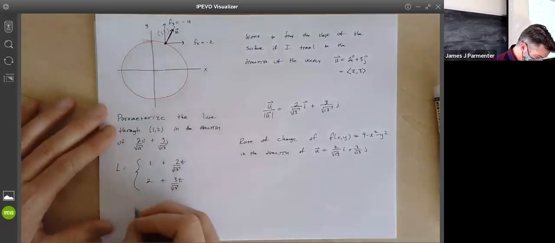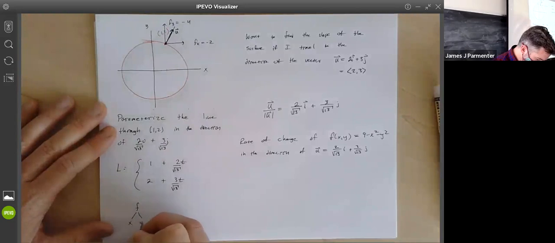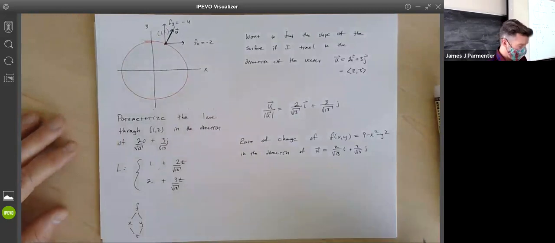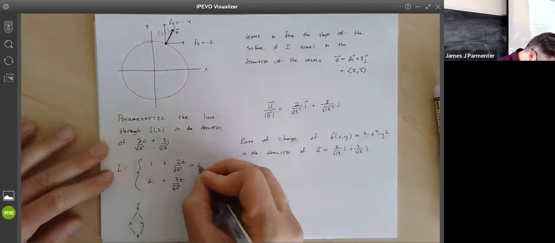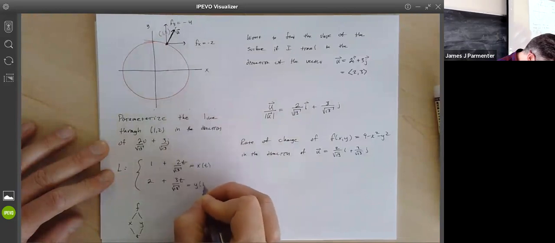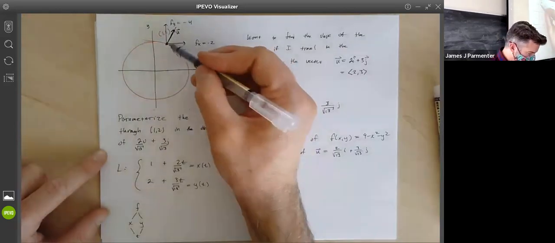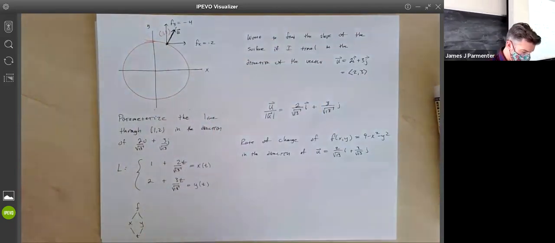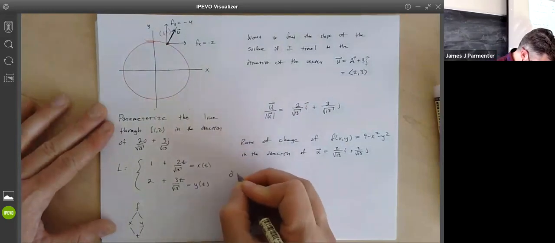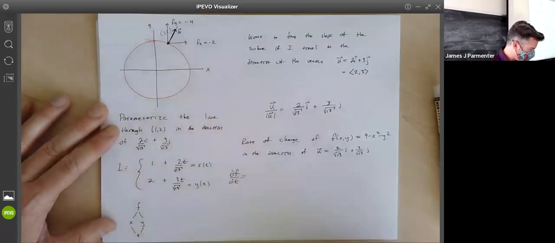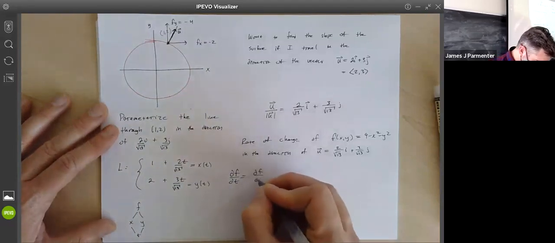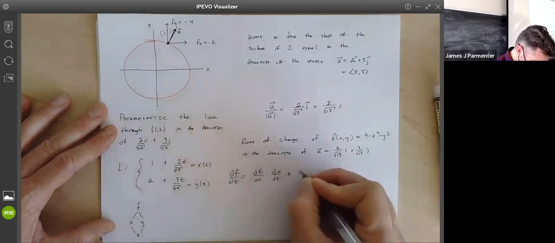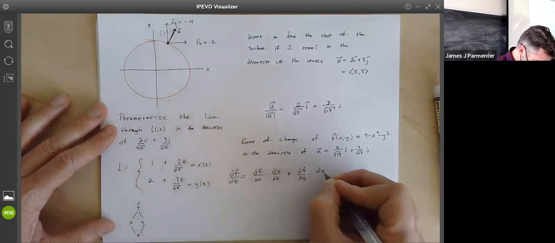We're going to say, hey, look, f depends on x and y. And x and y both depend on t, right? Because really, this is my x of t. This is my y of t. If I'm talking about going in this direction, x of t is 1 plus 2t over root 13, y of t is this. So check this out. My derivative of f with respect to t is going to be del f del x times dx dt plus del f del y times dy dt.